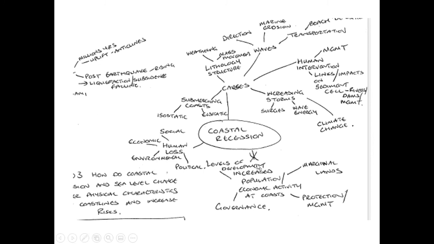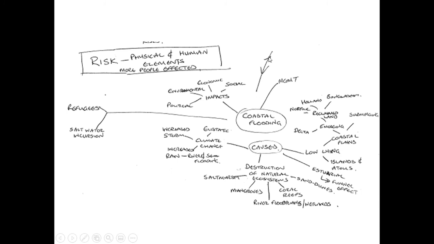Now this section here also links to flooding as well, because these risks, the increased development, population, governance, protection and building on marginal lands, also relates to the coastal flooding side, highlighted by this link here. So again, what are the causes of it? Well, climate change, increased rainfall, and because we can have increased river flooding, this could increase flooding of low-lying coastal plains as well, where the seawater and river water meet. We've also got the destruction of the natural ecosystems, which act as a natural flood defence and would build up naturally with sea level change.